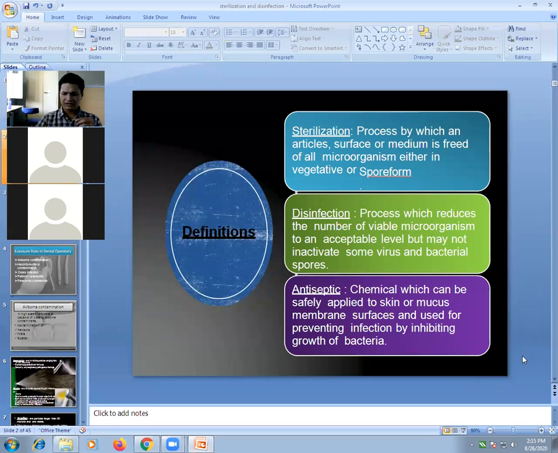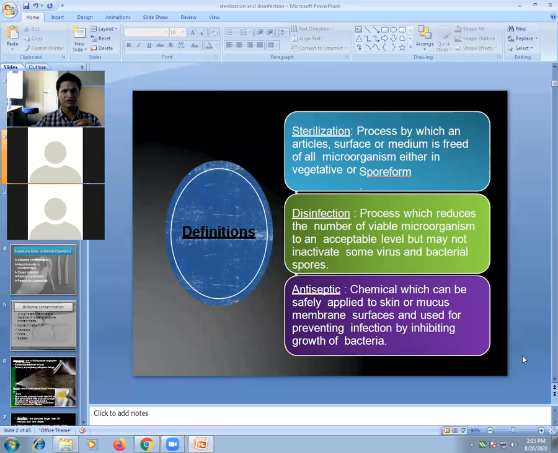So, what is sterilization? It is a process by which an article's surface or medium is freed from all microorganisms, either in vegetative or spore form. It is different from disinfection. What is disinfection? It is a process which reduces the number of viable microorganisms to an acceptable level, but may not inactivate some viruses and bacterial spores.